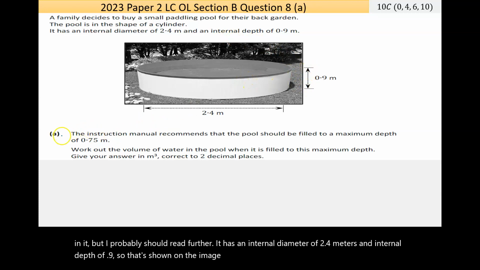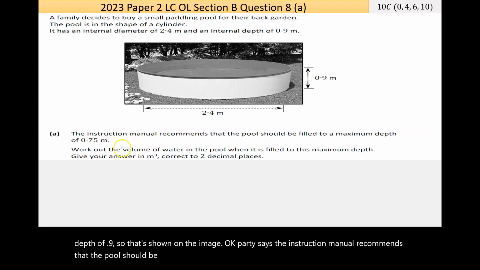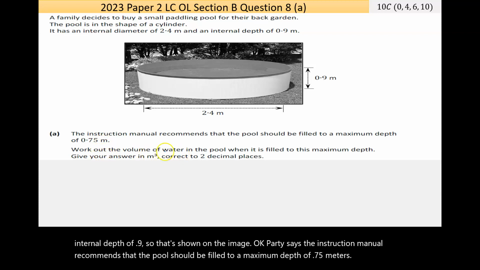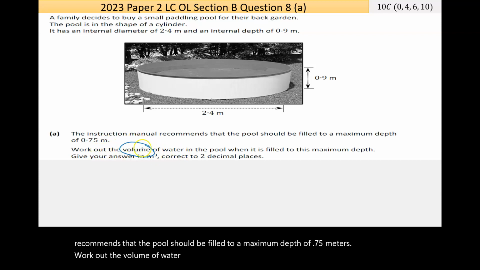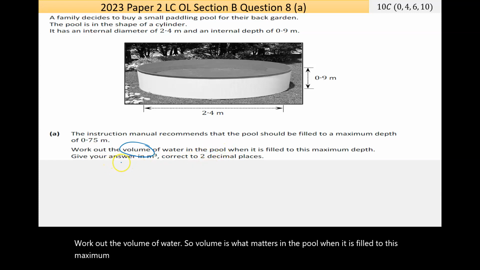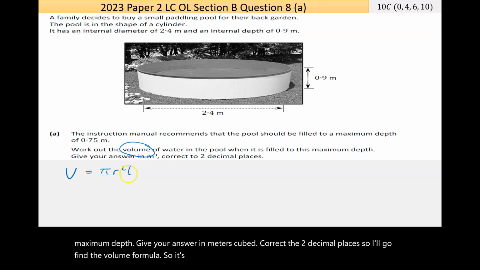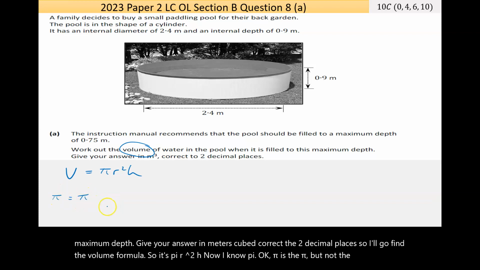Part A says the instruction manual recommends that the pool should be filled to a maximum depth of 0.75 meters. Work out the volume of water, so volume is what matters, in the pool when it is filled to this maximum depth. Give your answer in meters cubed, correct to 2 decimal places. So I'll go find the volume formula. So it's pi r squared h. Now I know pi, the pi button on the calculator, or roughly 3.14.